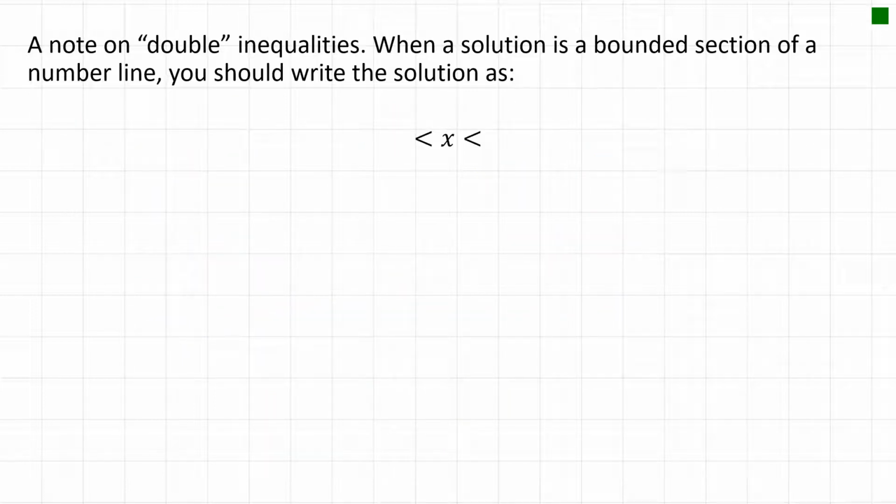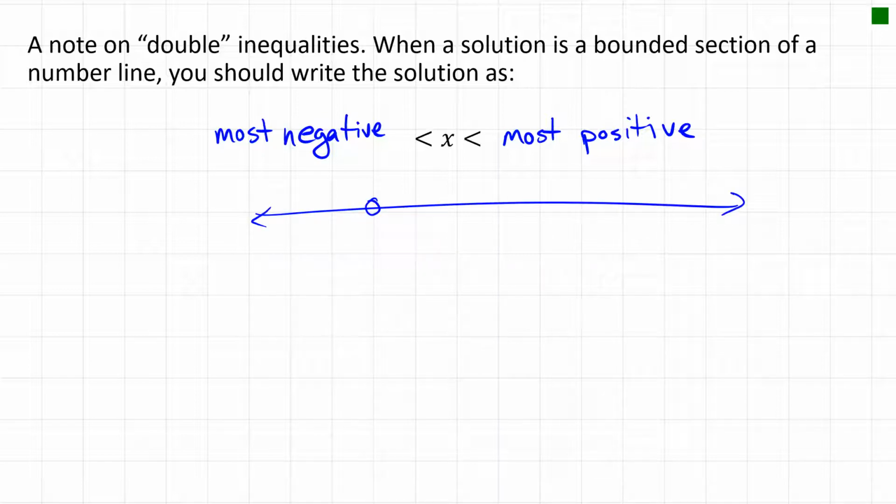Just to emphasize that this is the best way to write the solution: when a solution is a bounded section of a number line, you should write the solution from the most negative, or smallest, then x is greater than the most negative, and it's less than the most positive. It's like you're reading left to right on a number line. Most negative to most positive. Most negative value, x, most positive value. And obviously, if you're allowed to be equal to that value, then we'd put equal signs there, depending on the situation.